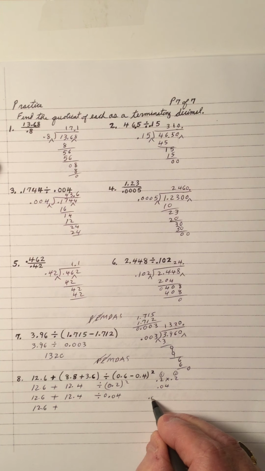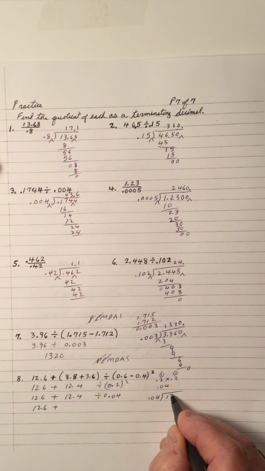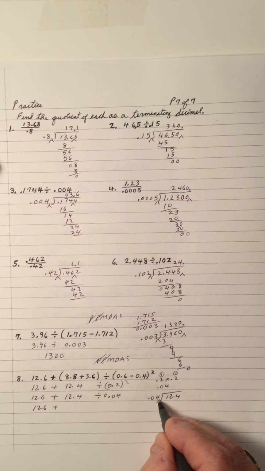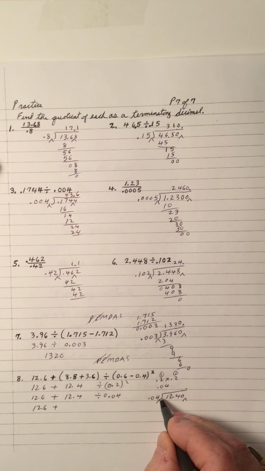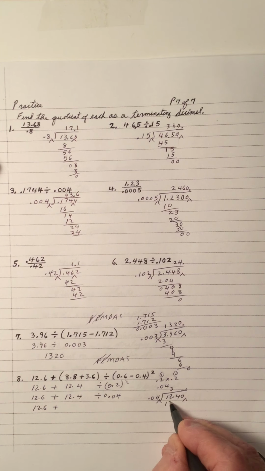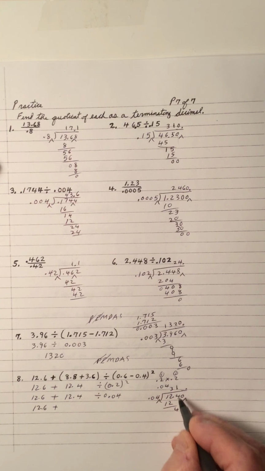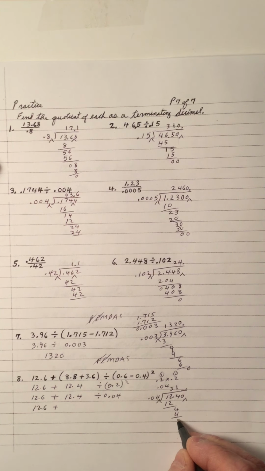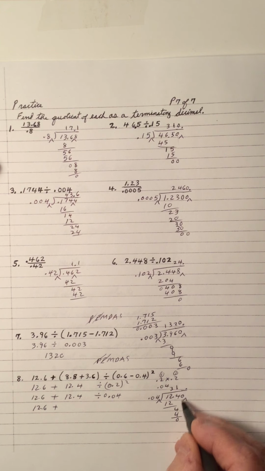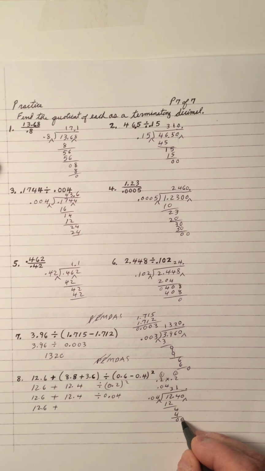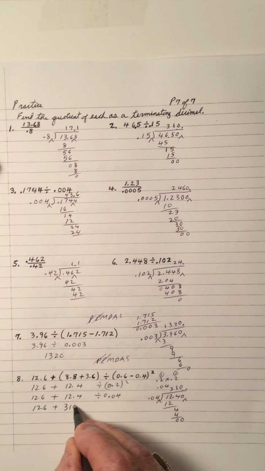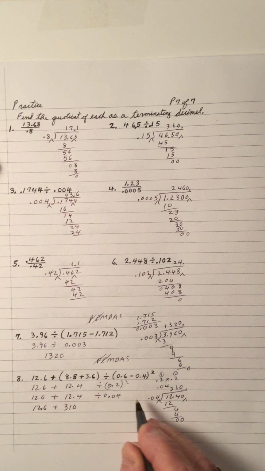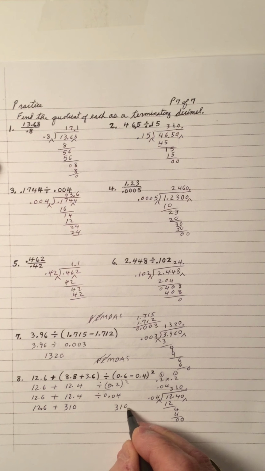So decimal 04 into 12.4. 2 decimal places. 2 decimal places. 4 into 12 goes 3. 3 4s are 12. Subtract and get a 0. Bring down your 4. 4 into 4 goes once. 4 times 1 is 4. Subtract and get a 0. Bring down your next 0. 4 into 0 goes 0. So I get a 310. And I have 310 with a decimal.